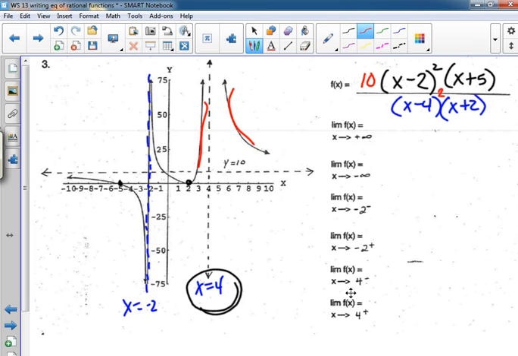Okay. Far right, 10, far left. Negative 2 from the left. Negative 2 from the right. Positive 4, yes, from both sides are up, right? So infinity, infinity. Okay.